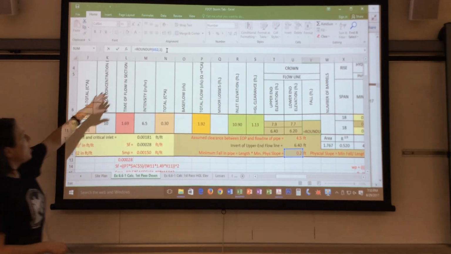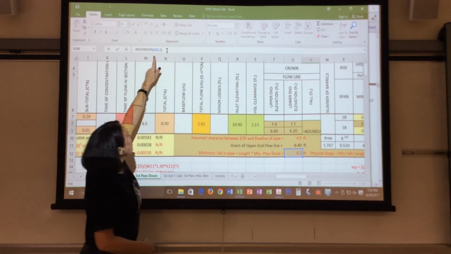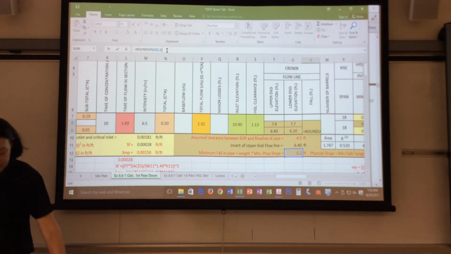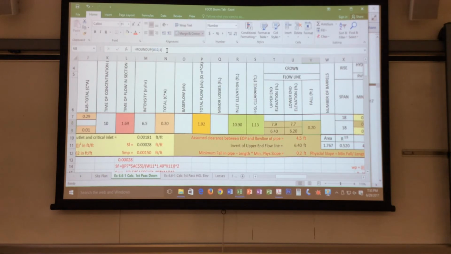And that's where you see ROUNDUP, round up that number, comma, 1. Okay? That allows you, instead of having all the decimal places, to hold it to that tenth value for you. At least that's what I've seen. I don't use ROUNDUP. I'm not a big fan of rounding until the very end. Okay, so our fall is 0.2.